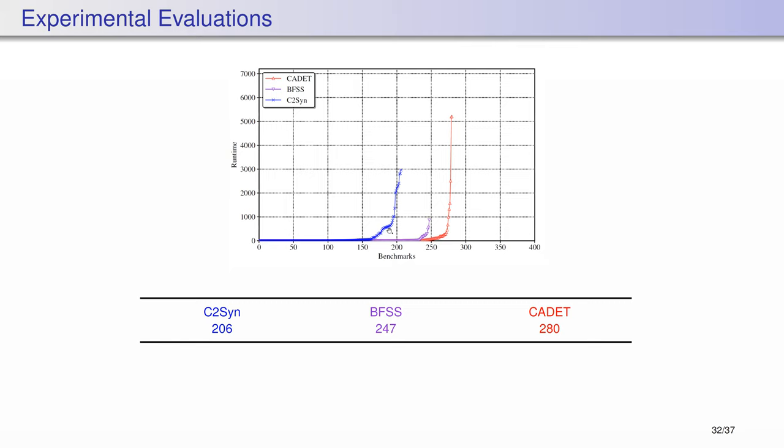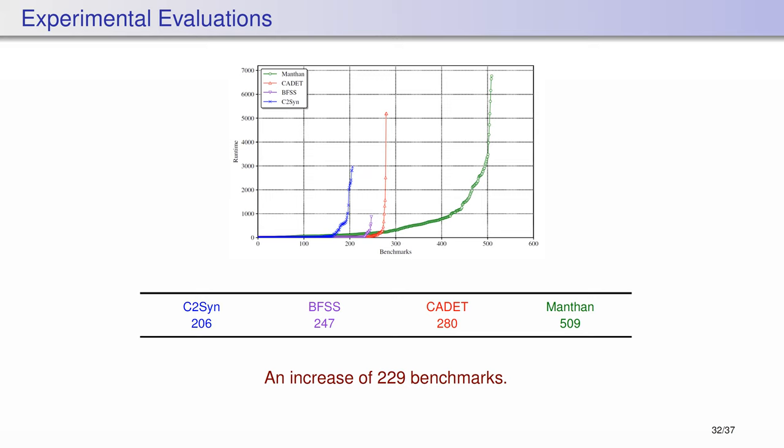So this is how the progress over 5 years from 2015 to 2020 looked. We went from having a tool that could solve about 206 benchmarks to 280 benchmarks. With the work we did over 3 years or so, we are able to solve 509 benchmarks. In fact, at this point, the tool that we have built, which is open source, is able to solve every instance that is solved by any other method, and these are methods that come from very different approaches. So almost every benchmark that can be solved by any other method can be solved by our tool.